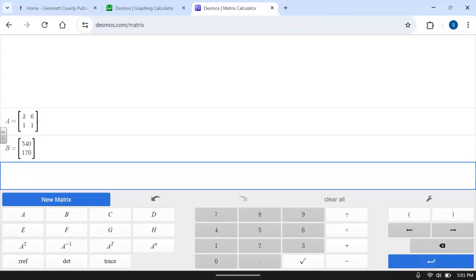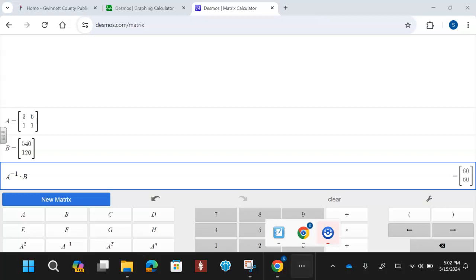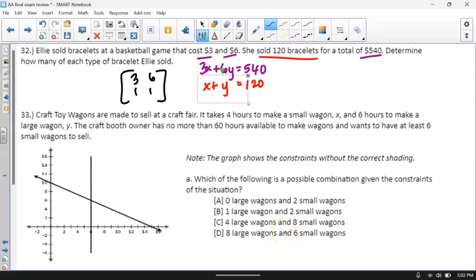So here we go. Again, what do we do to solve? Inverse of A, right? A to the -1 times B. So notice how they actually sold 60 of each one. So there are 60 and 60.